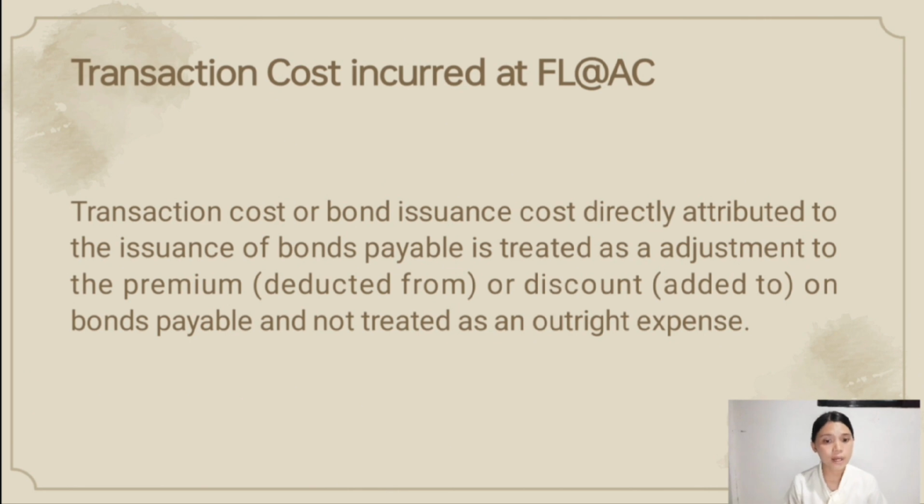So the transaction cost incurred on financial liabilities at amortized cost, these transaction costs or bond issuance costs directly attributable to the issuance of bonds payable, is treated as an adjustment to the premium or deducted from or added to the discount on bonds payable and not treated as an outright expense. So it is different from the financial liability at fair value through profit or loss, because in there the transaction cost or bond issuance cost is treated as an outright expense. However, in the financial liabilities at amortized cost, it is treated as an adjustment to the premium or discount on the bonds payable.